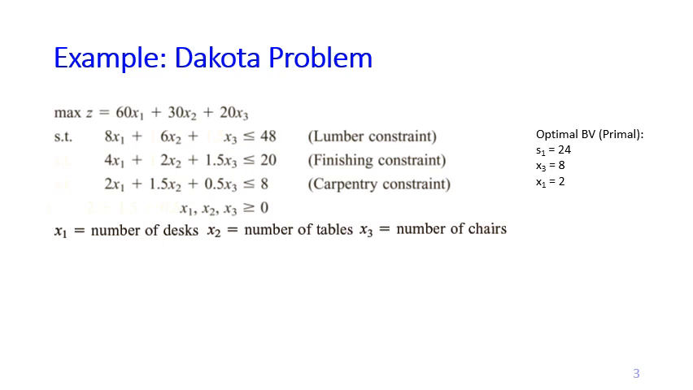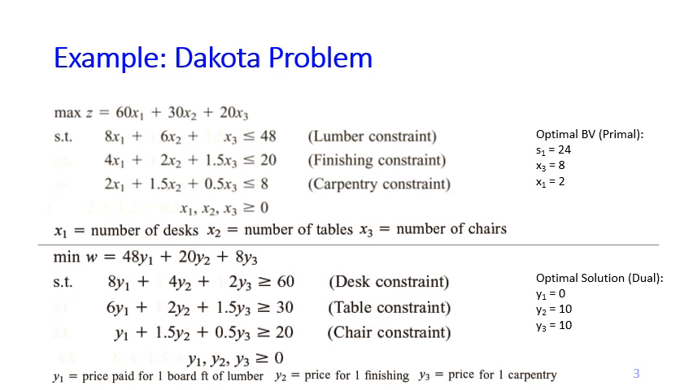Now we are going to use the example of the Dakota problem. So here's the primal problem, and we are given the optimal basic variables for the primal. And here is the dual problem for the Dakota problem, and we are also given the optimal solution for the dual problem.